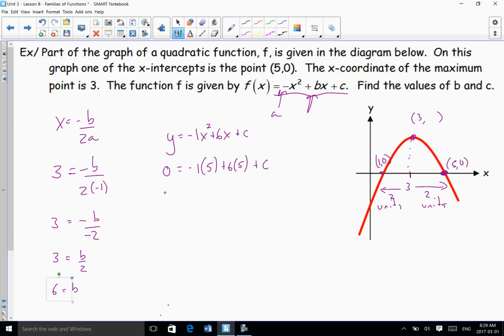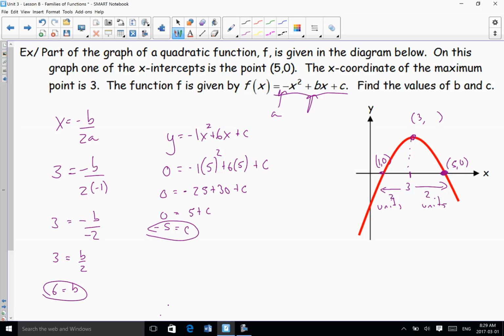I want to find c. Again, I should have the squared on there, sorry. So we're going to get -25 plus 30 plus c, or 5 plus c. C is -5. And I've solved for b and c using a little bit of ideas about symmetry, -b over 2a, and zeros.